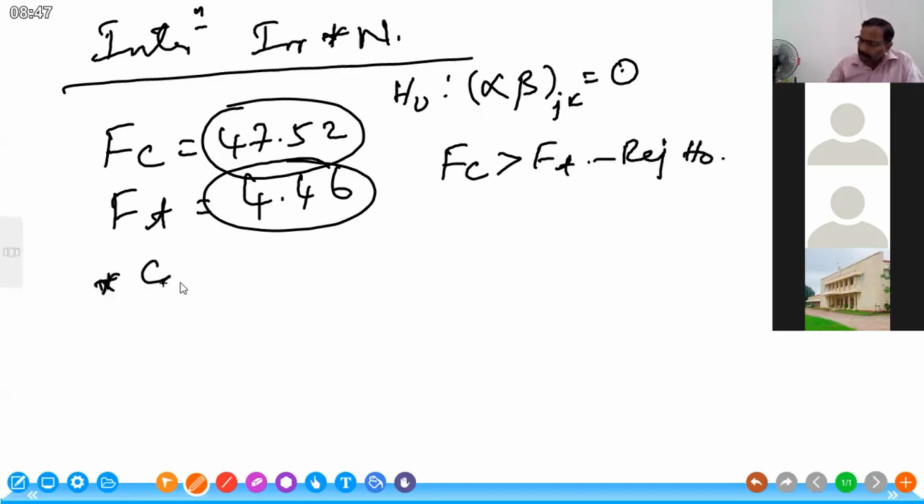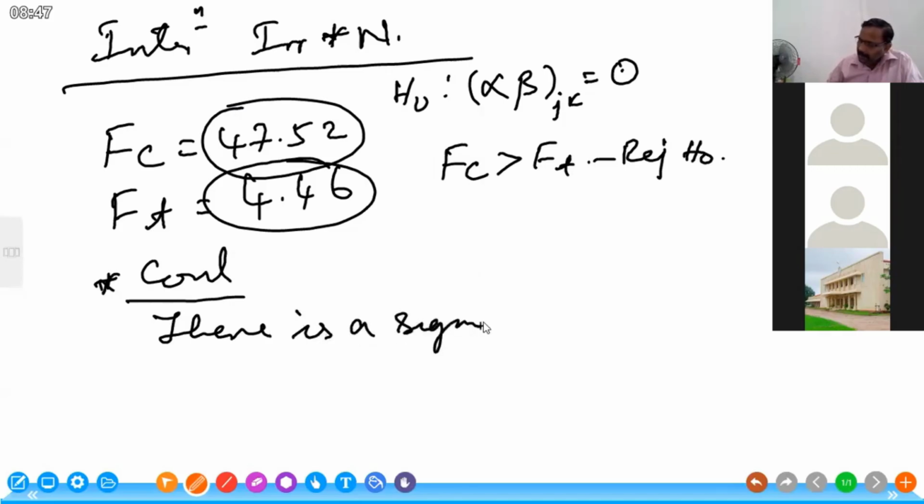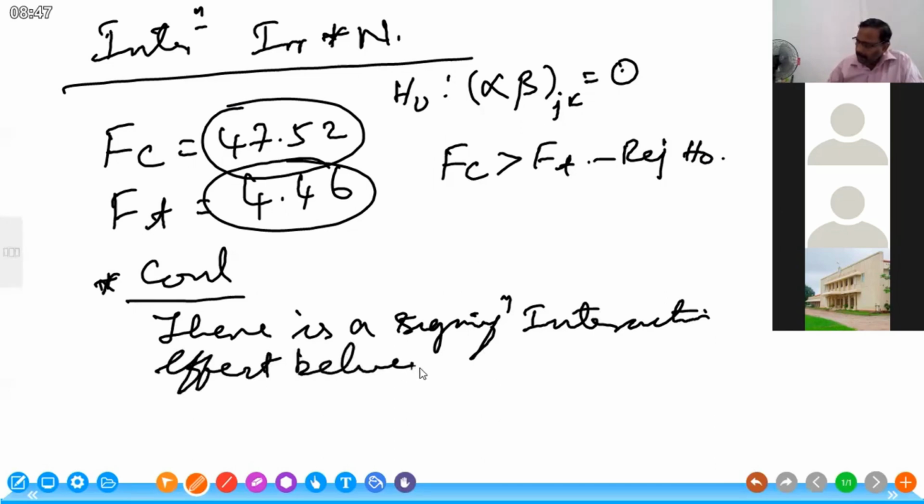What is my conclusion? There is a significant interaction effect between irrigation and nitrogen. Irrigation and nitrogen. There's a significant interaction effect between irrigation and nitrogen.